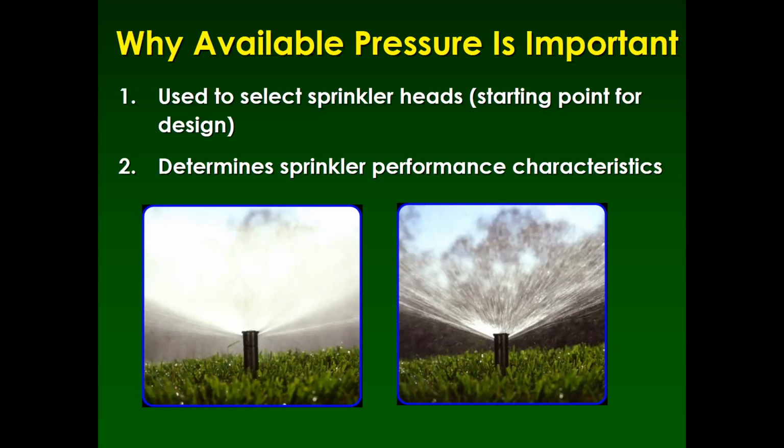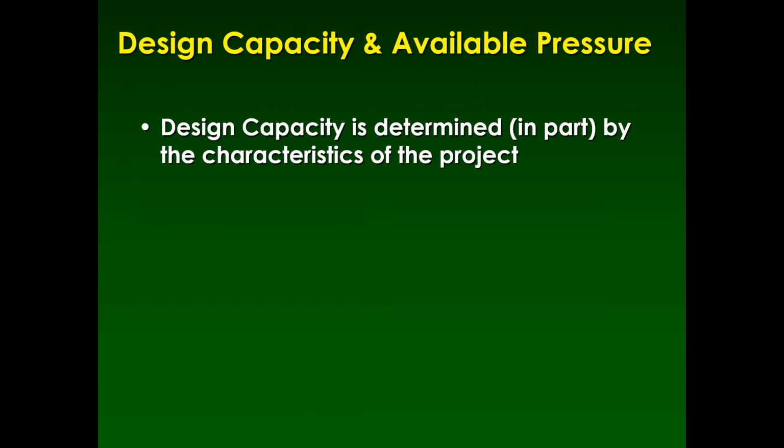So pressure is important for these characteristics because it's going to determine what type of heads we can use. If we have a lot of available pressure, then we could use pressure reducers to actually use these smaller heads, or we could put larger heads on there to use that available pressure. So the design capacity is determined in part by the characteristics of our project.